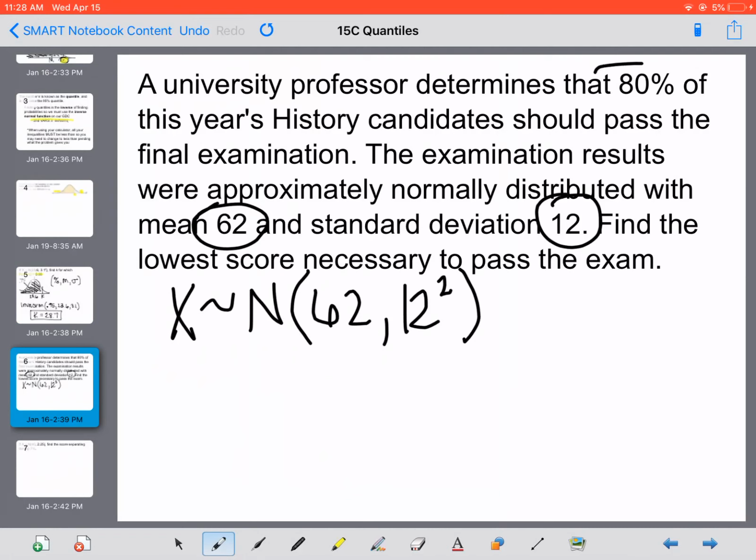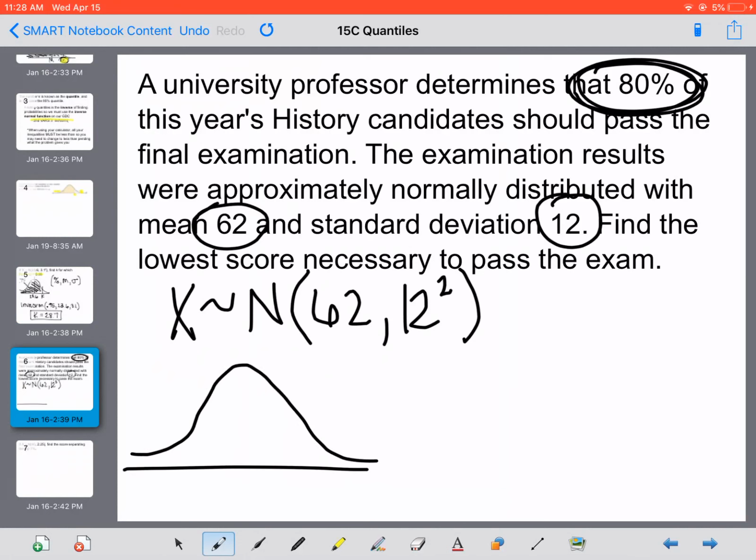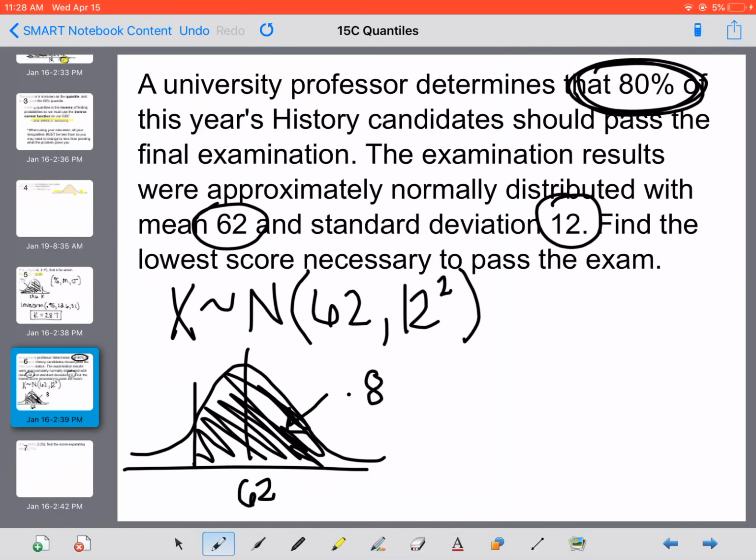I tell you 80% of the candidates are going to pass. So if we think about that normally distributed, here's our 62. If 80% is going to pass, this shaded region right here is 80%. So here is K. That means that the probability of X being greater than K is 80%.